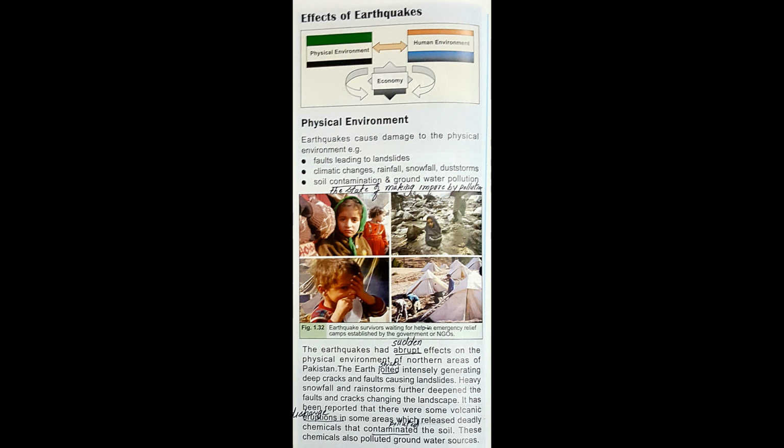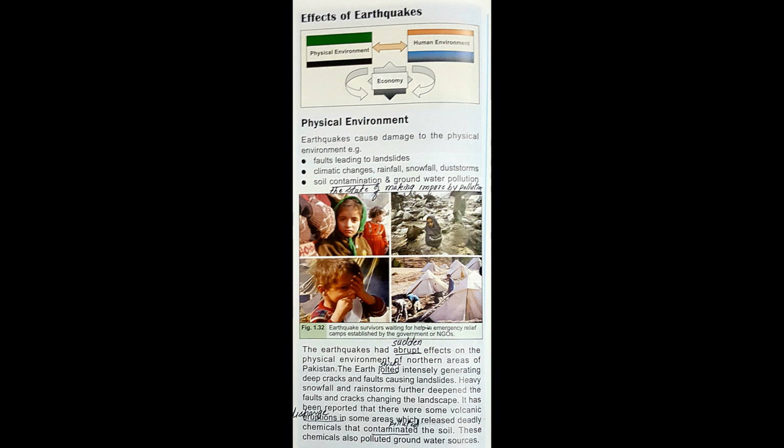Effects of earthquakes. Physical environment. Earthquakes cause damage to the physical environment, for example, number one, faults leading to landslides. When there is rubbing and movement in the inner parts of the earth, the movement becomes a cause of landslides. Number two, climate changes, rainfall, snowfall, and dust storms. Students, due to physical change in the layers of earth, climate change seems to occur.